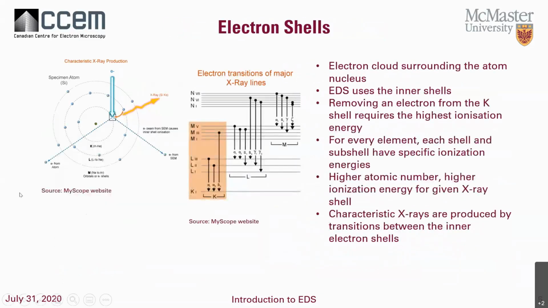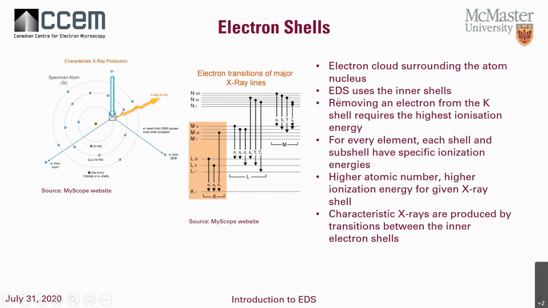So it's important to talk about what actual data we're collecting, and to understand where the X-rays actually come from and what controls their energy. Here we have an atom of silicon, and if the primary beam knocks off a secondary electron, we get an X-ray produced when a higher energy shell electron drops to a lower energy shell.